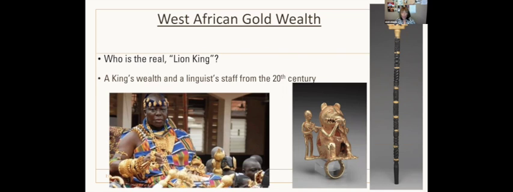So I talk about the real Lion King, and again, I might take a week on this, at least 3 days. I have to show these kids this image of the West African. Who the real Lion King is. The real Lion King is from Mali. His name is Sunjata Keita.